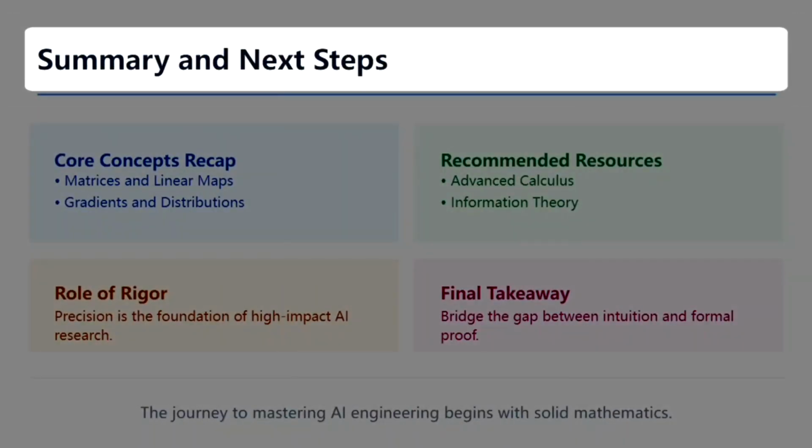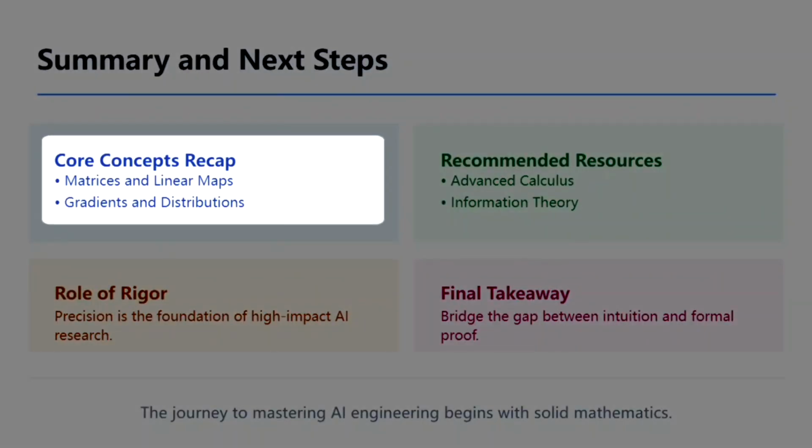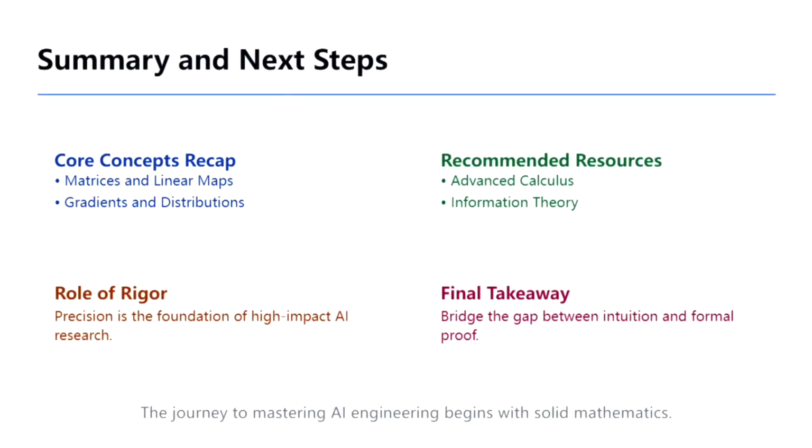To wrap up our journey through the mathematical foundations of AI, let's take a moment to look at how everything we've discussed today fits together into a cohesive roadmap. We've navigated from the structural foundations of matrices and linear maps, through the optimization power of gradients, to the statistical nature of probability distributions. These aren't just isolated topics. They are the combined tools you'll use every day in AI.